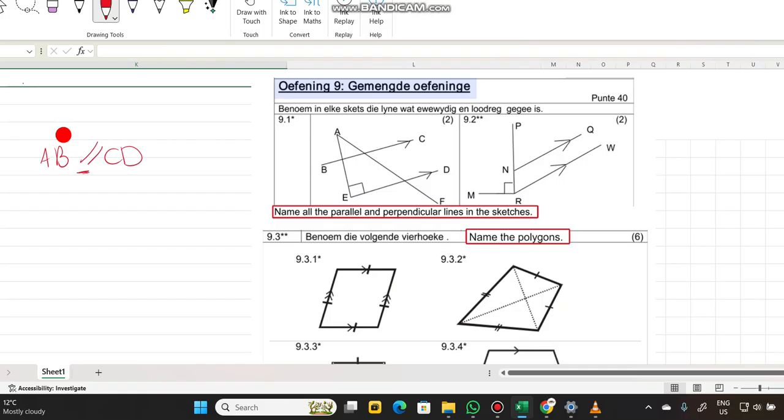And then perpendicular, of loodreg, would be that line there. So you can give those answers. And I'll tell you this, in each answer there's one parallel, ewewydige lyn, and one perpendicular, loodreg. So you will have one answer like this with each, but I'm not going to give you the size, the numbers.